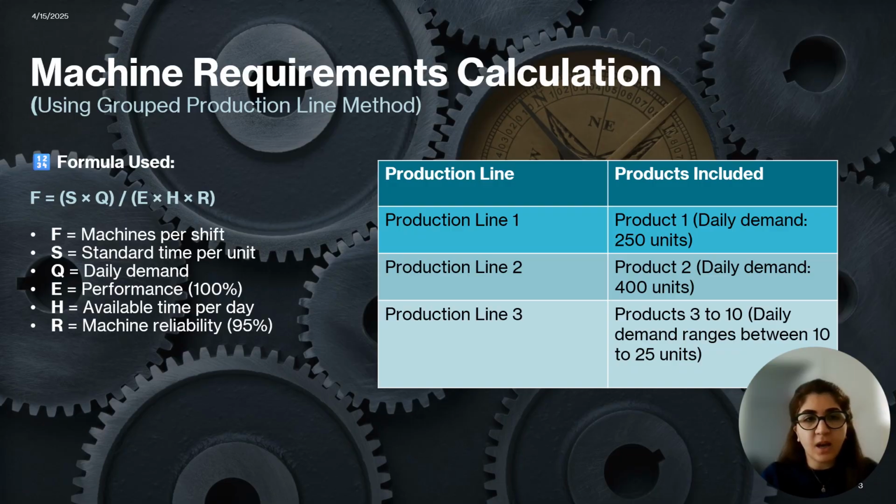Here are our production lines. Production line 1 handles product 1 with a daily demand of 250 units. Production line 2 handles product 2 with a daily demand of 400 units. And production line 3 handles products 3 to 10 with demand ranging from 10 to 25 units per day. Grouping similar products helps us improve scheduling, reduce setup time, and optimize machine use.